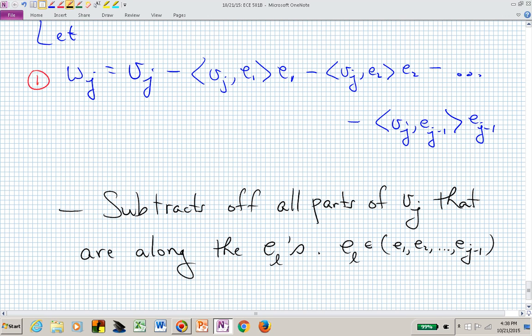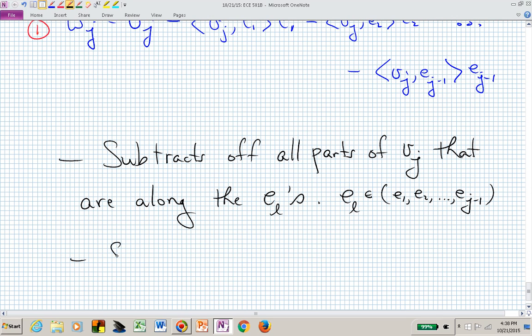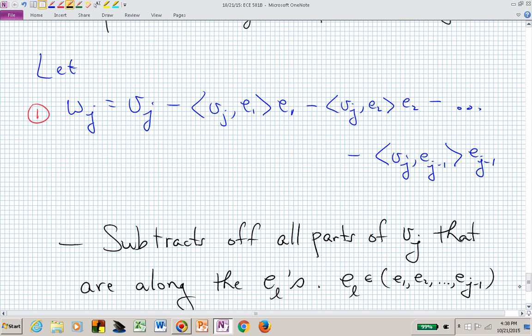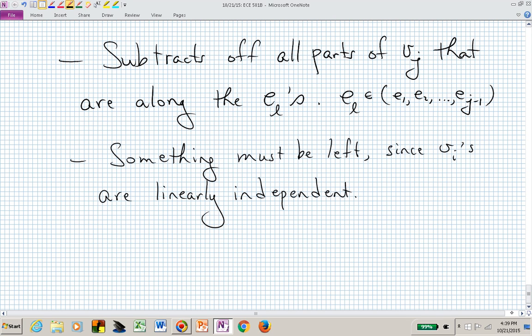We're now removing the component of V sub j in the direction of all of these E sub L's. And we know that we aren't going to end up with 0 on the right because we assumed that all of these V's were linearly independent. Something must be left, or something must remain, since all of the V sub i's that we started with are linearly independent. And what's left over, that's the W sub j. What's left over from this right-hand side from taking away all of these pieces in those directions is actually perpendicular to every one of those E's so far that we've removed.